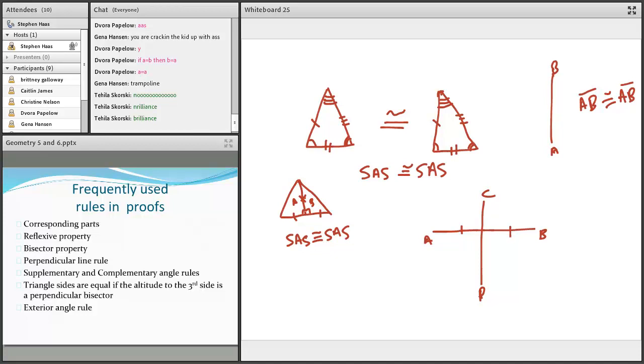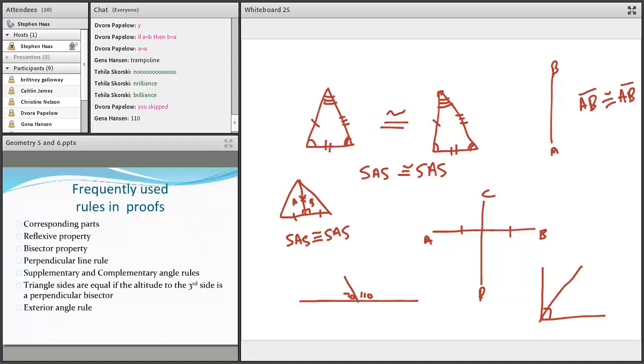Supplementary and complementary angle rules, we've discussed this earlier in the course. Hopefully you all remember. Supplementary means when two angles equal 180 altogether. So if this is 70, how much is the other angle? I'll get to the perpendicular in a minute. Okay, that's 110. That's right, because they're supplementary. Complementary is if there is a right angle, a 90-degree angle, then the two, let's say this is 30, then how much is the other angle over here? 60.